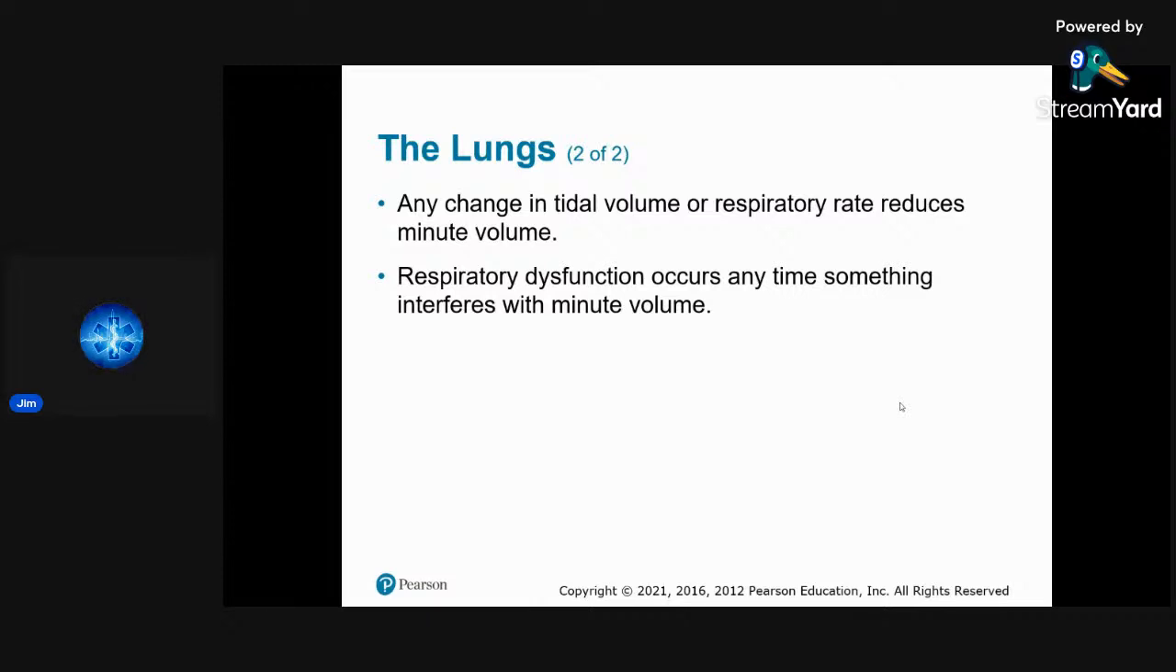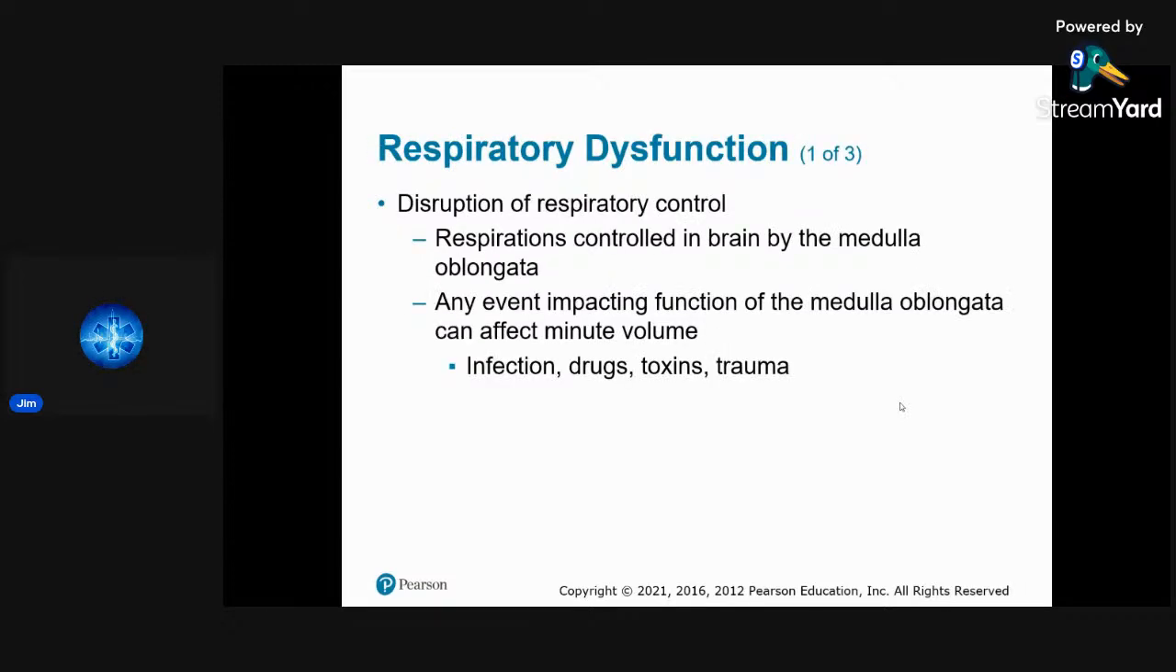Respiratory dysfunction occurs anytime something interferes with your minute volume. This is what we call respiratory dysfunction. So if something is interfering with our normal minute volume, then we're in a respiratory dysfunction state. And we'll talk about respiratory dysfunction.